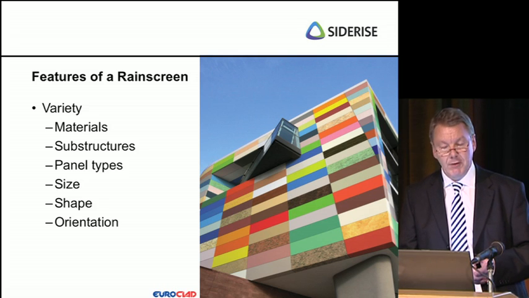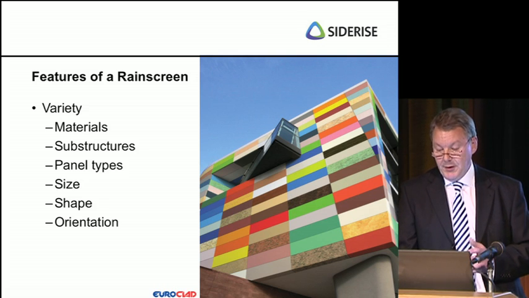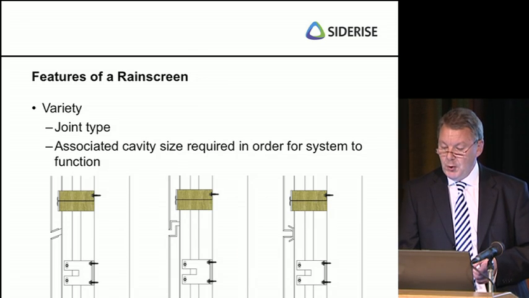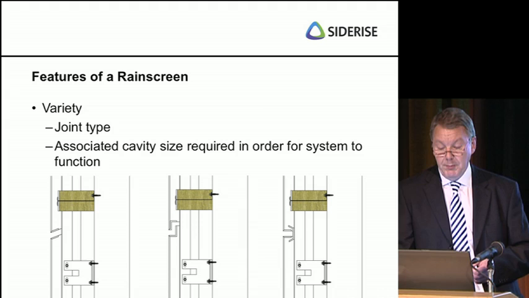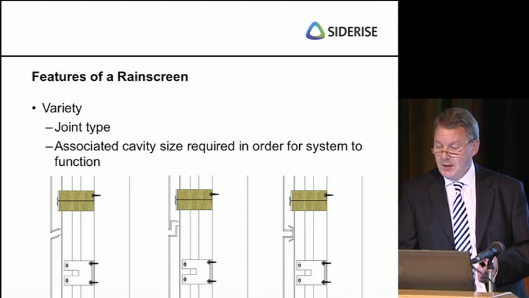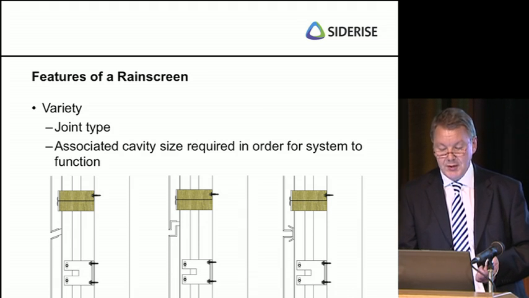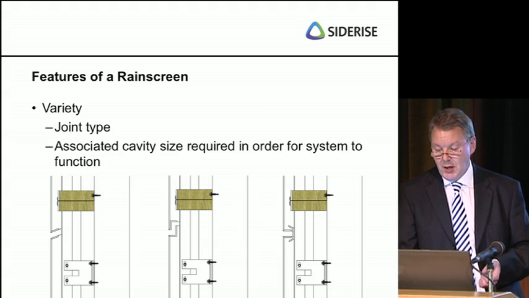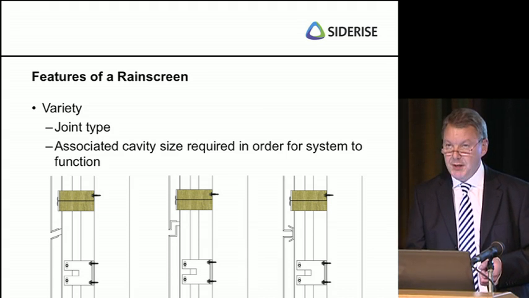Variety in terms of the covering materials available, the substructures, the panel types, their size and their shape. Importantly, from the point of view of the fire compartmentation, they offer variety in terms of joint type. Typical generic types being open joints, labyrinth joints and baffle joints. These are important as each has an associated cavity size which is required in order for the Rainscreen to function.